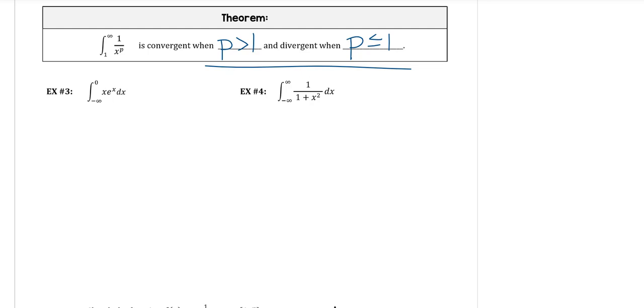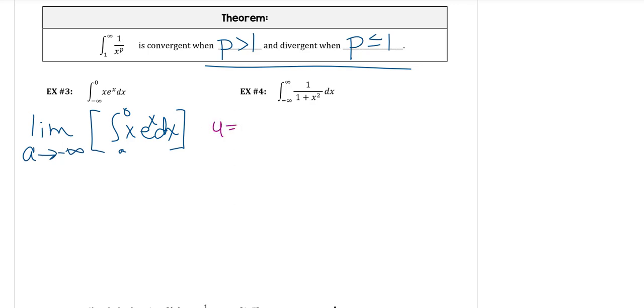Okay, so sometimes when you're doing this, you might have to do not only an improper integral, but it could be, like this case, integration by parts. So we're going to take the limit, and it's our lower limit, so I'm going to use a, as a approaches negative infinity of the integral from a to 0 of x e to the x dx. And then over here, I'm going to say that u is x, and dv is e to the x.